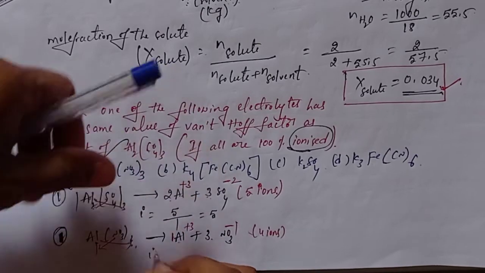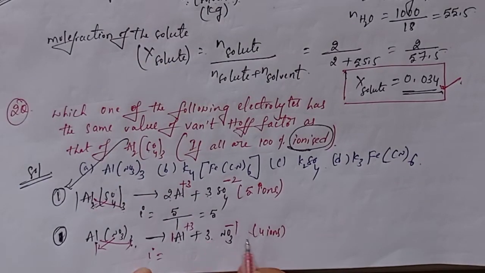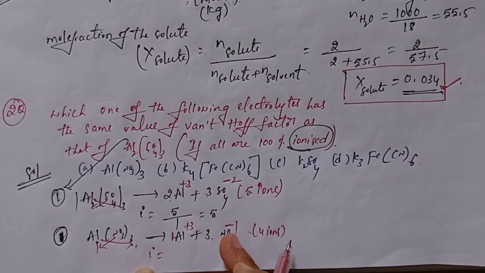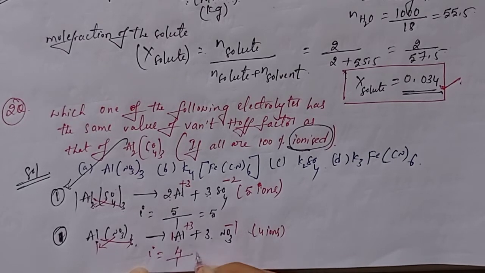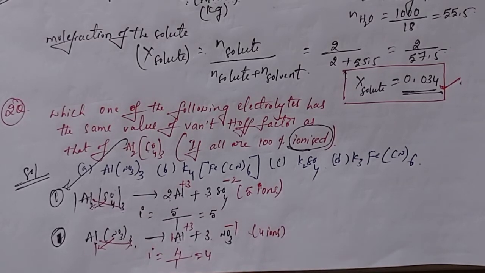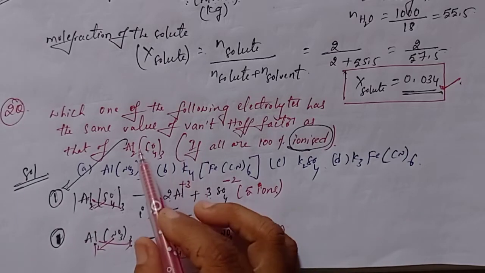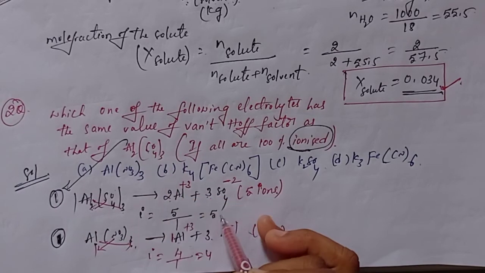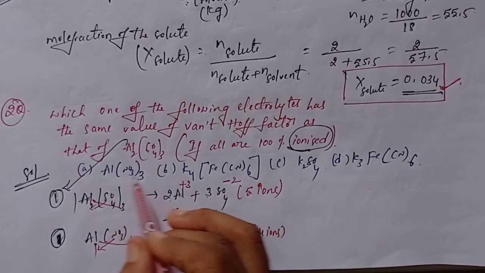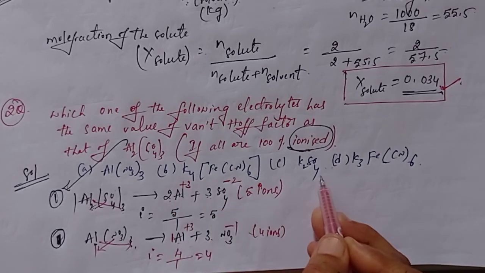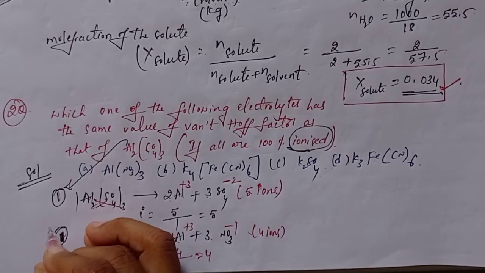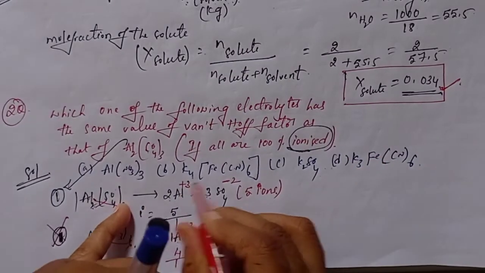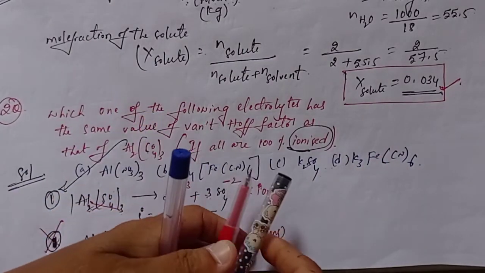Then the i value, how to find it, students? i is equal to the total number of ions after dissociation, 4, divided by before dissociation, 1, so i is equal to 4. So the question is aluminum sulfate, its Van 't Hoff factor is 5, and in these 4 options the one having 5 is being asked. Here i is equal to 4, so this is the wrong option. Now I am going to calculate the B option.